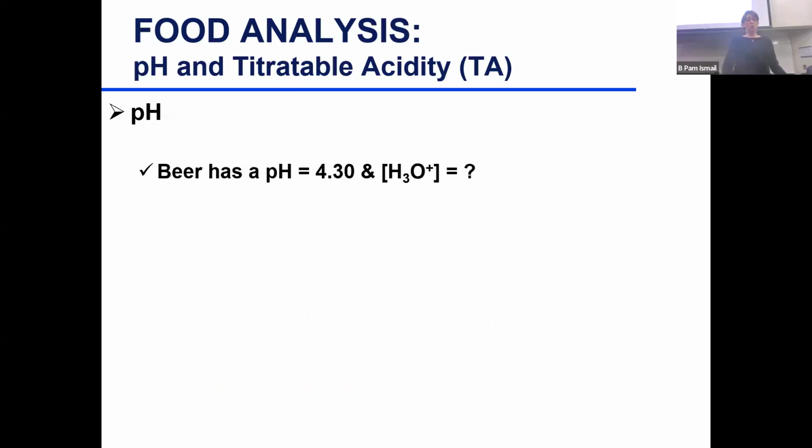All right, so if a beer has a pH of 4.3, what would be the concentration of hydronium ions? Whatever you did with your calculator, it will be the opposite.